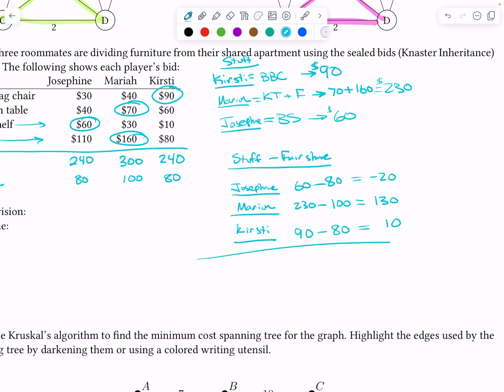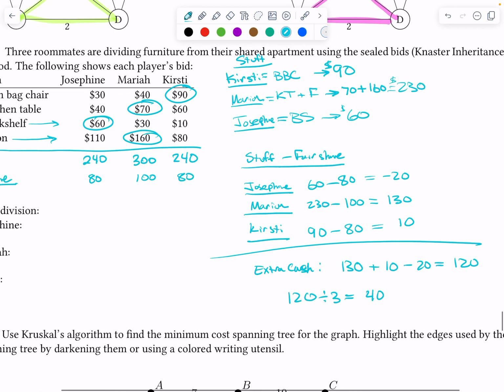And so then we have the extra cash, which is going to be, let's go with Mariah first, 130 plus 10 minus 20, which is $120. So essentially Mariah makes a deposit of $130, then Kirsty makes a deposit of $10, and then Josephine comes and makes a withdrawal of $20. So this leaves us with $120 left over. We're going to divide that 3 ways. $40 extra for each person.